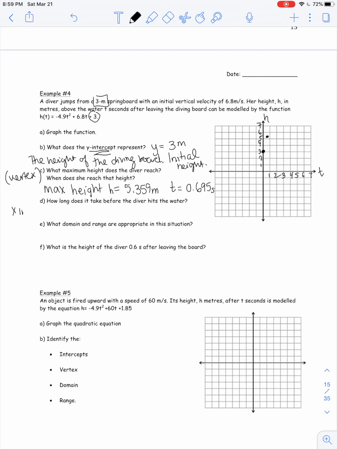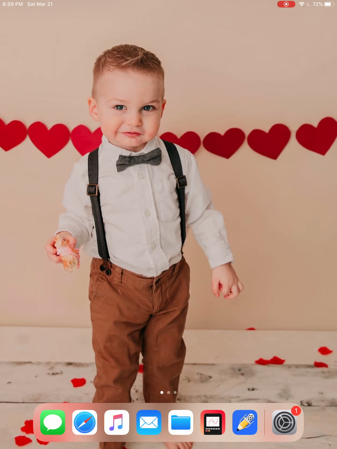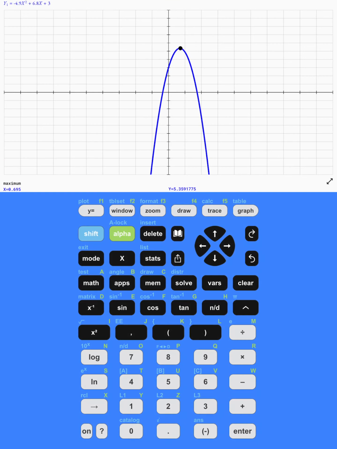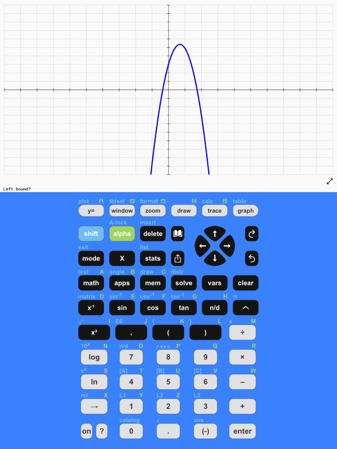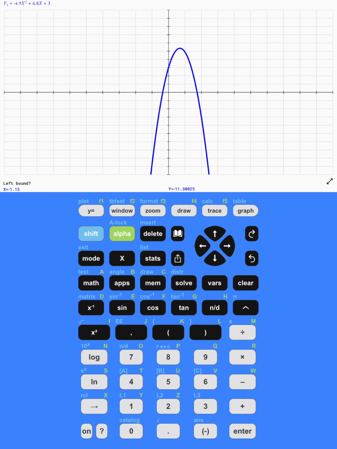That's another name for the x-intercept. So we're going to go to our graphing calculator again, and we're going to go shift trace, or second trace for you guys. You're going to go to number 2, which is another name for your x-intercept. You're going to press enter, and you're going to move your cursor either left or right until you locate it.